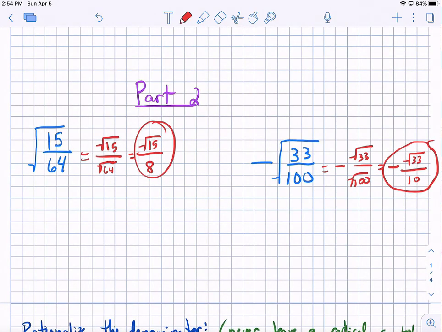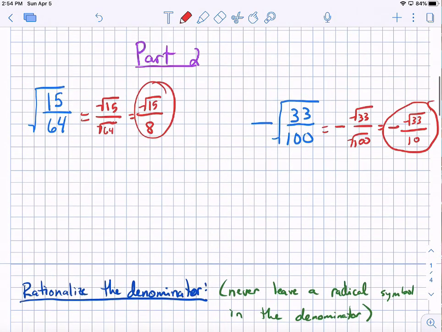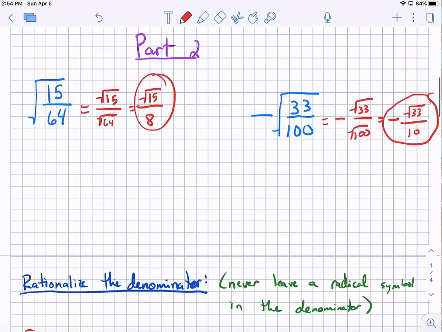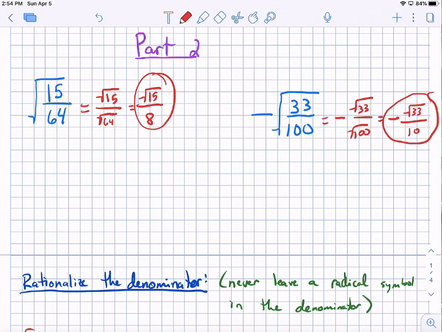Okay, the bigger part today, the part that's going to take some time to get through and explain to you guys, is rationalizing, or how to rationalize the denominator. This is a fancy way of saying you can never leave an answer with a radical symbol in the denominator. Okay, so it's part of simplifying fractions.